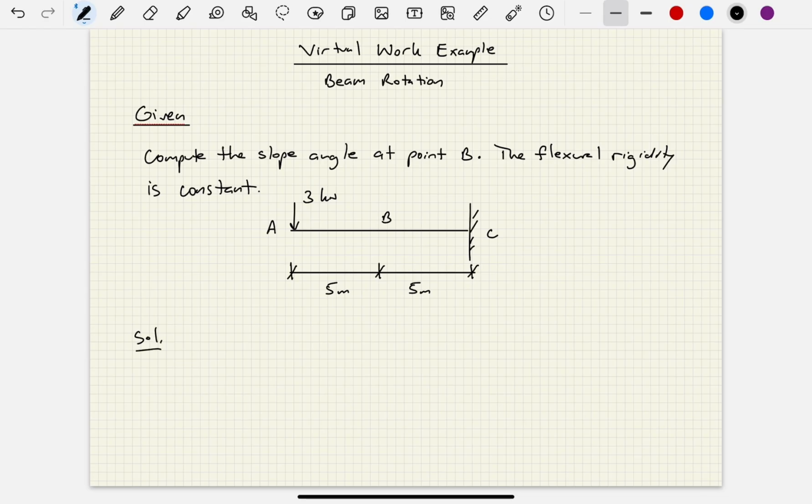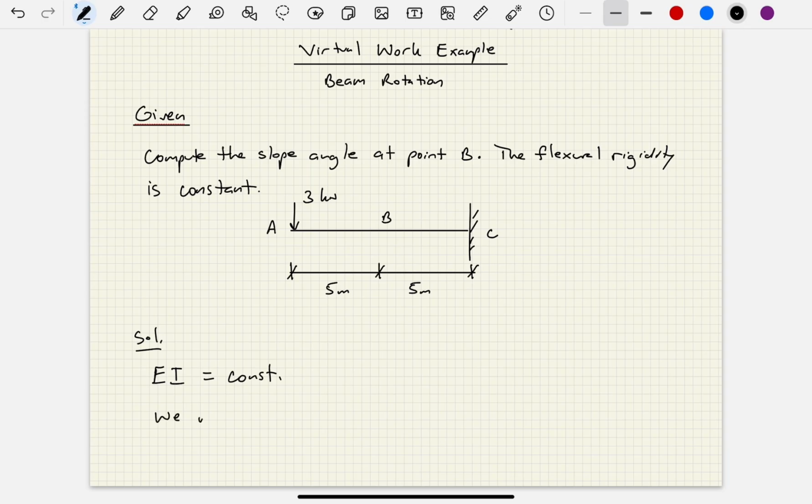If I write solution, the first thing I want to note is that the flexural rigidity is constant. We were told that right here in the problem statement. What does that mean? Well, the flexural rigidity is the product of E and I, so we're saying EI is a constant, okay? So that just means that, once we take some integrals later, we can pull these terms out of the integrals, okay? The next thing we want to note is that we're going to need two x-coordinate systems, okay?